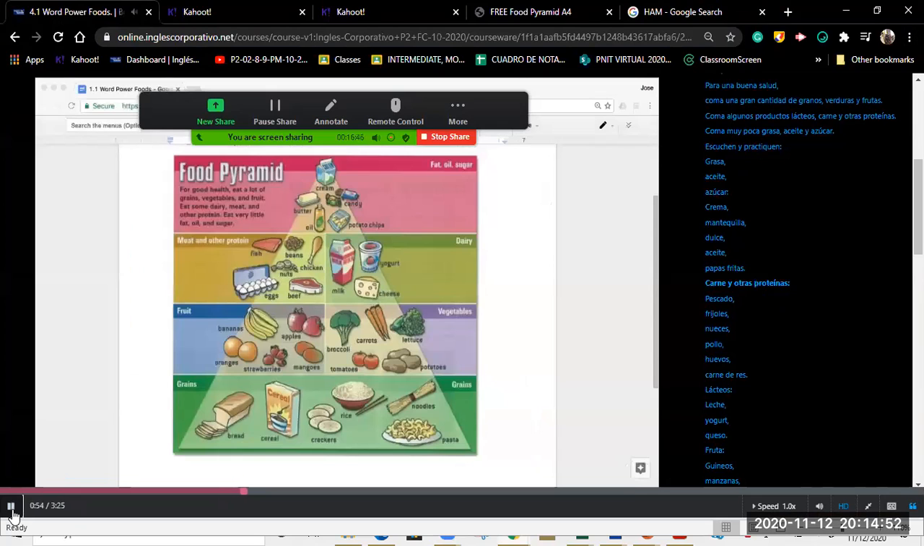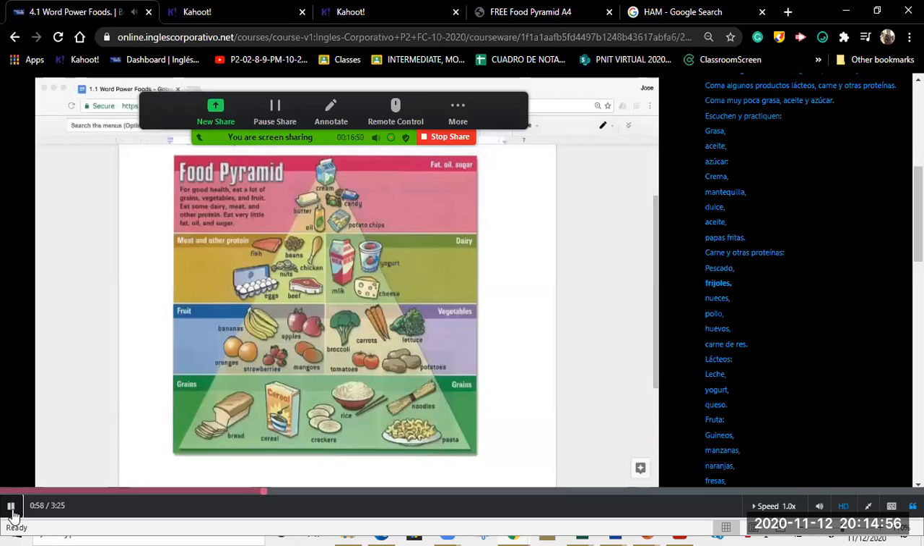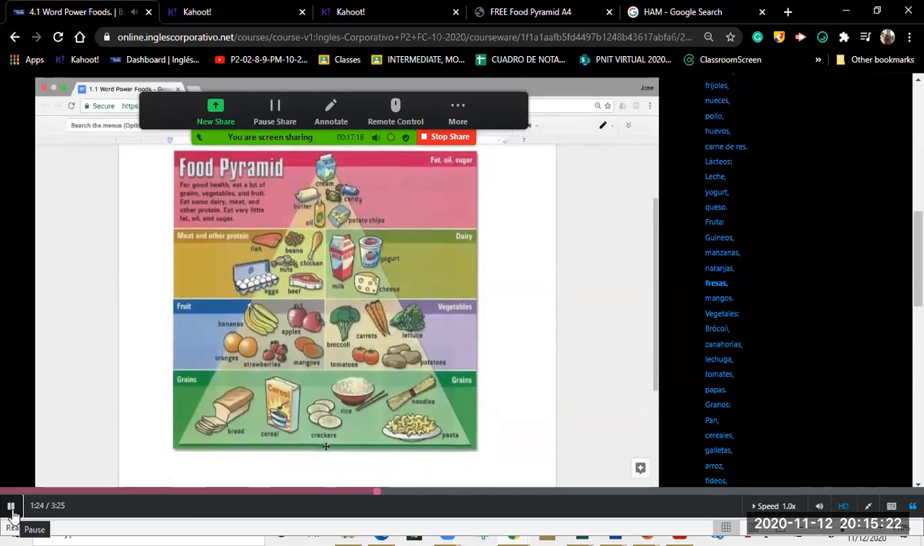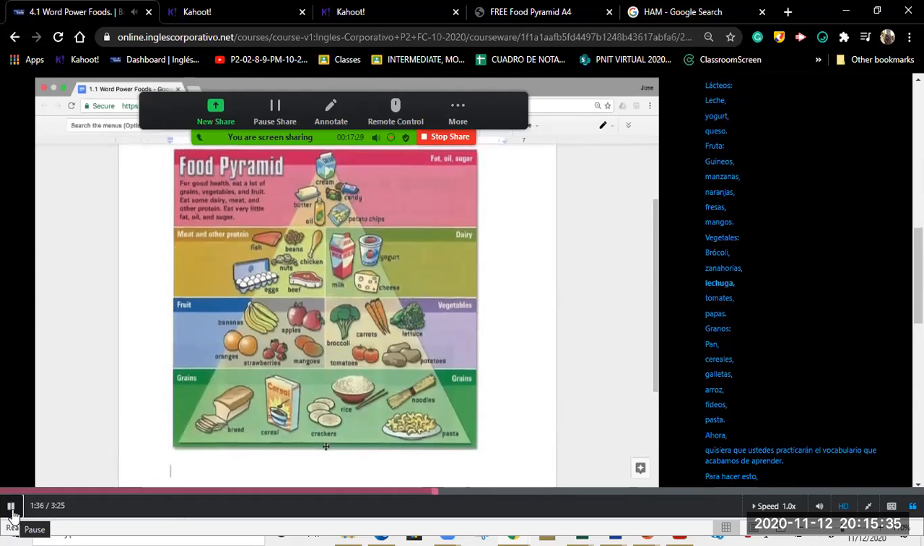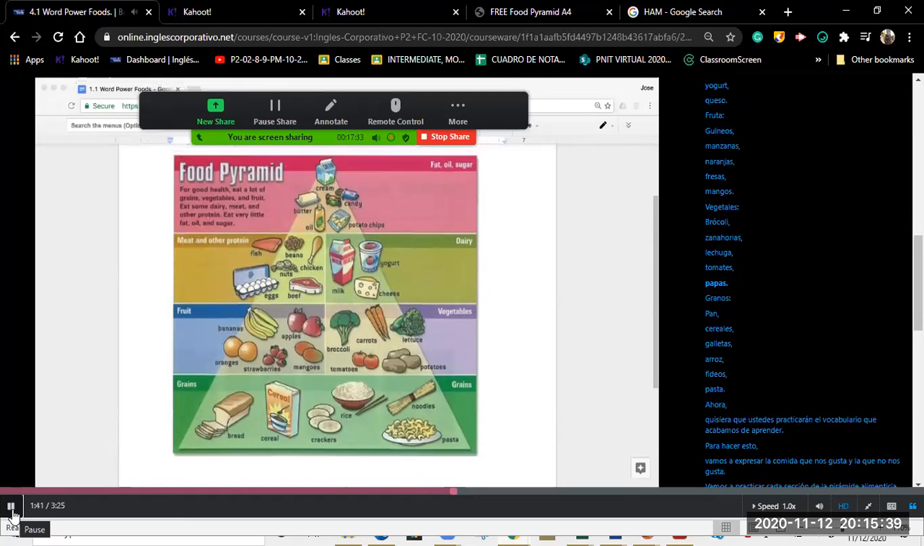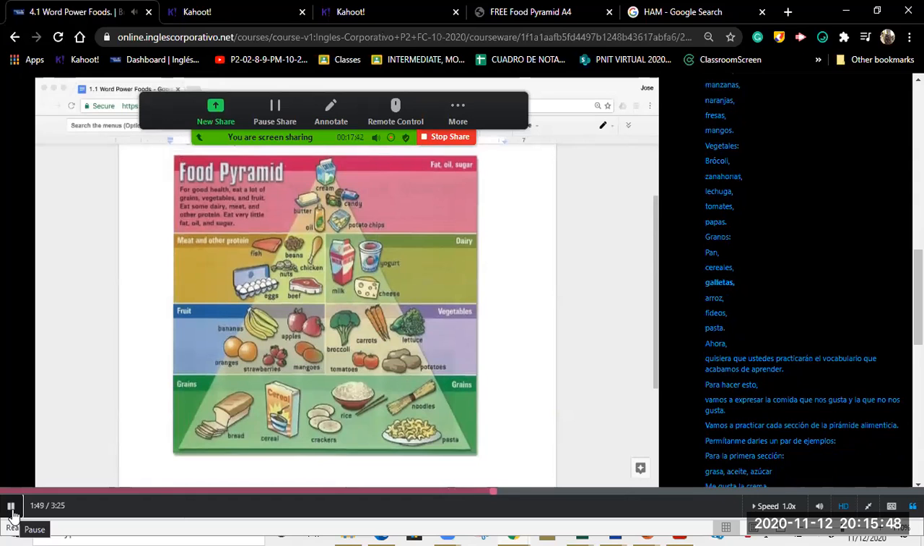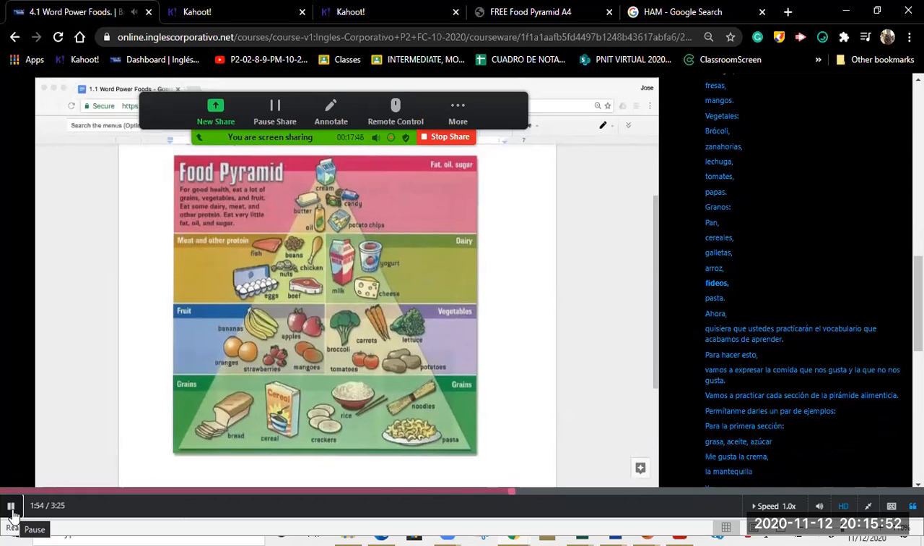Meat and other protein. Fish. Beans. Nuts. Chicken. Eggs. Beef. Dairy. Milk. Yogurt. Cheese. Fruit. Bananas. Apples. Oranges. Strawberries. Mangoes. Vegetables. Broccoli, carrots, lettuce, tomatoes, potatoes. Grains, bread, cereal, crackers, rice, noodles, pasta.